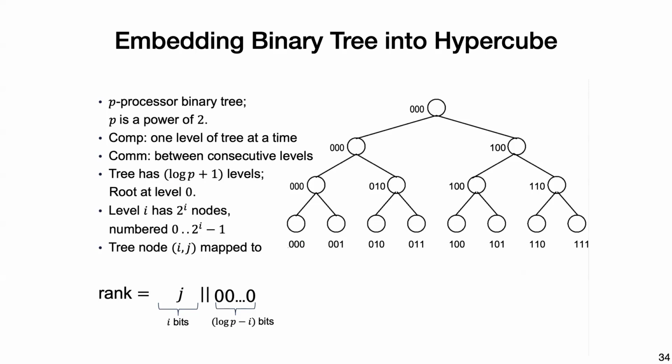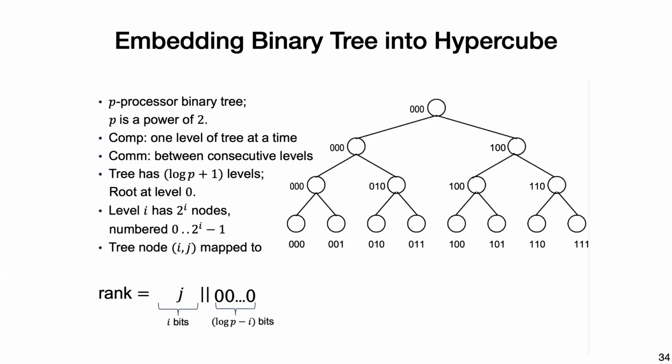Okay, so formally, how are we going to do it? Let's say we have P processors in our tree, and P is a power of 2. We do computation across every level in parallel, and the communication happens between the levels. The tree has log P plus 1 levels, and the root is at level 0. Level i has 2 to the i nodes, numbered left to right.